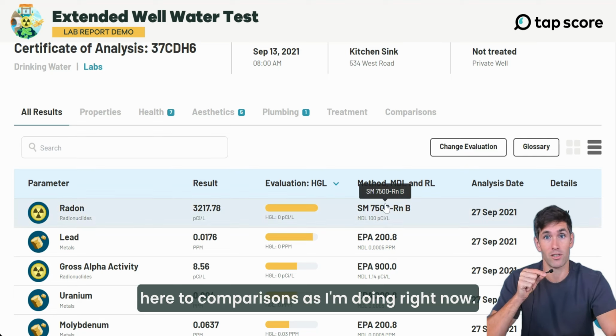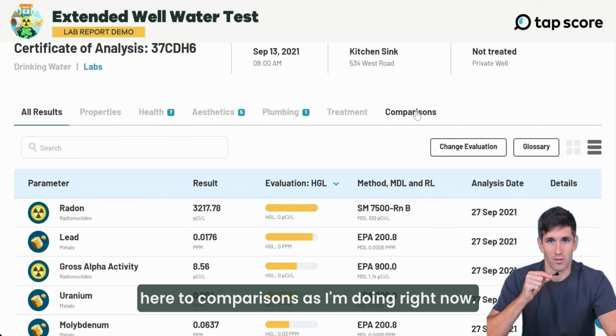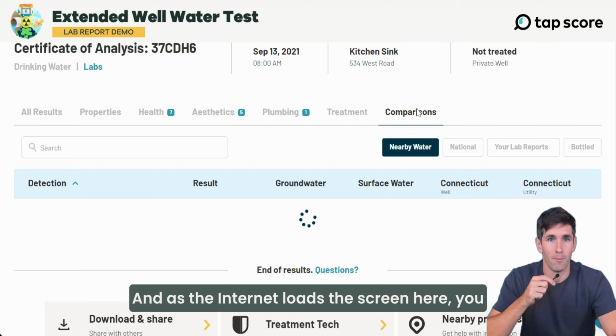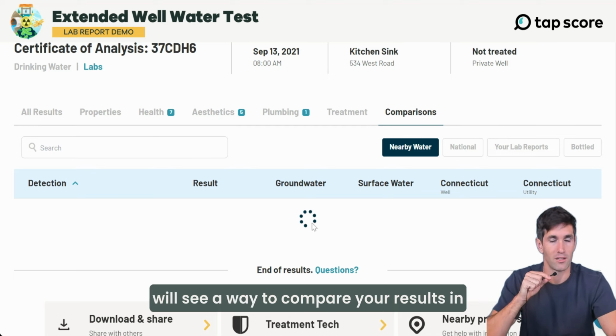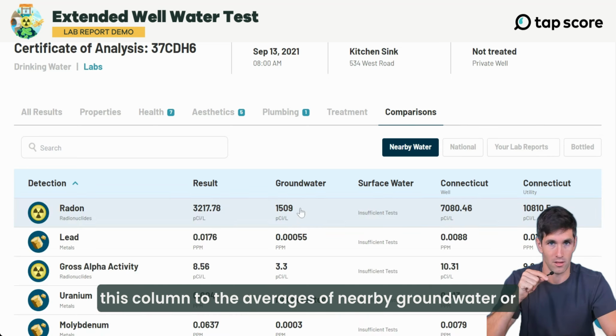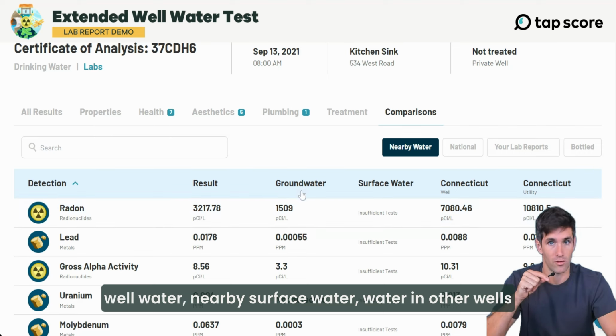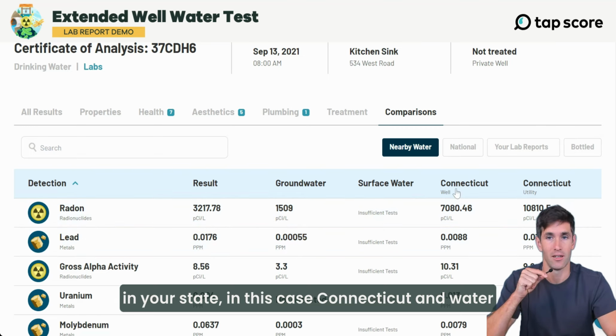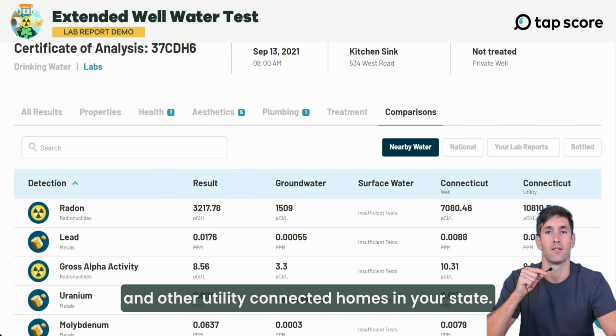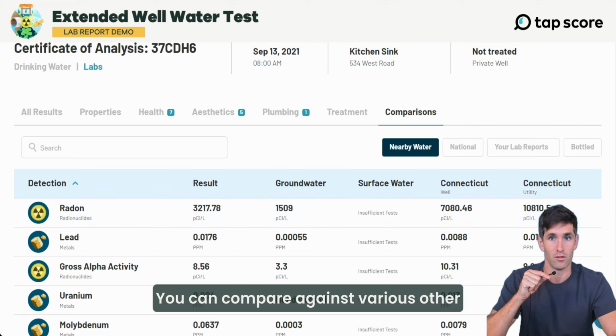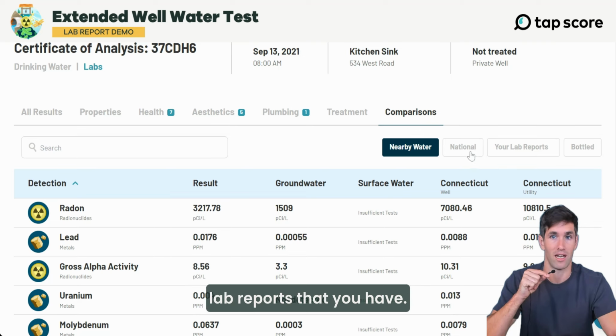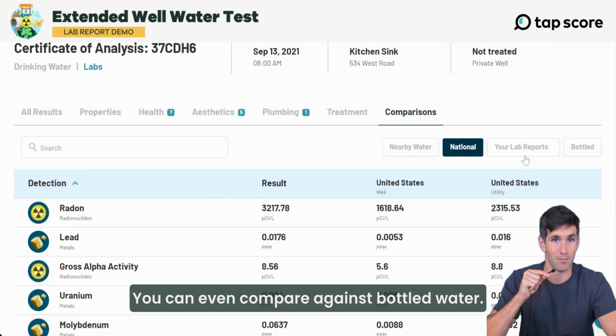You can also jump all the way over here to comparisons, as I'm doing right now. And as the internet loads the screen here, you will see a way to compare your results in this column to the averages of nearby groundwater or well water, nearby surface water, water in other wells in your state, in this case Connecticut, and water in other utility-connected homes in your state. You can compare on a national level. You can compare against various other lab reports that you have. You can even compare against bottled water.